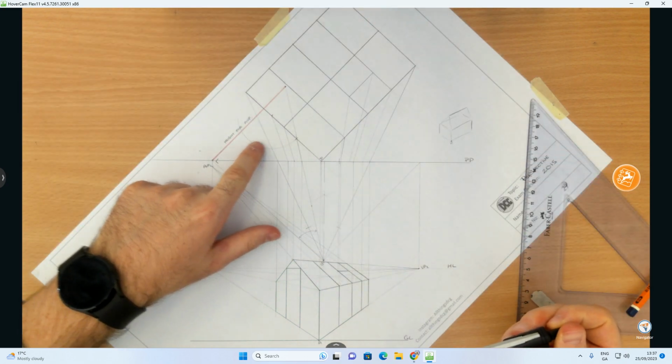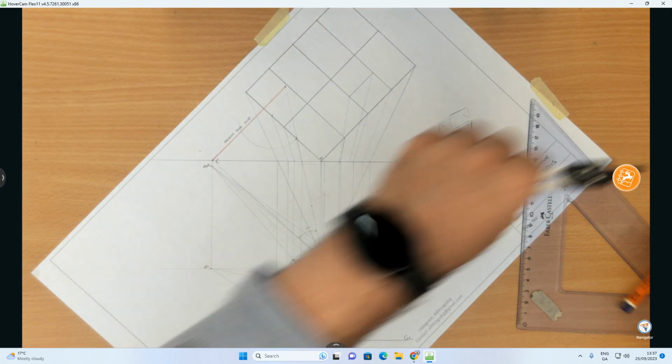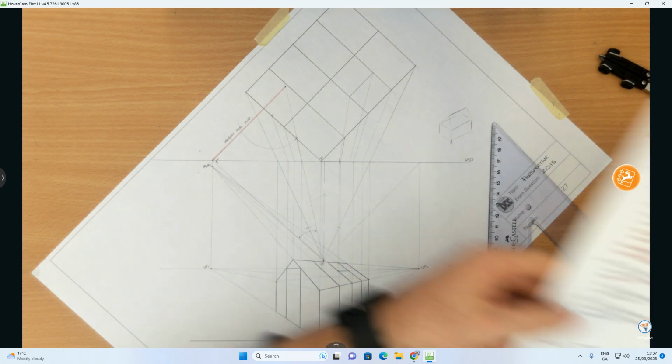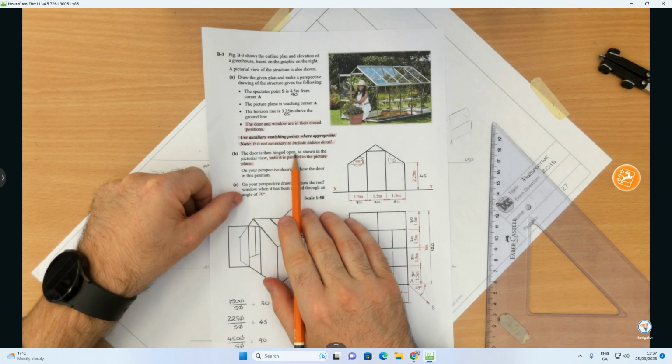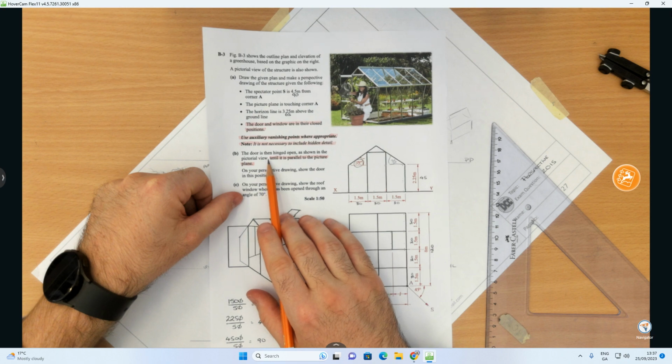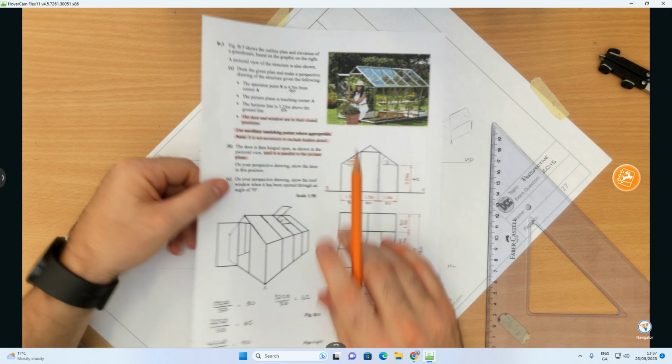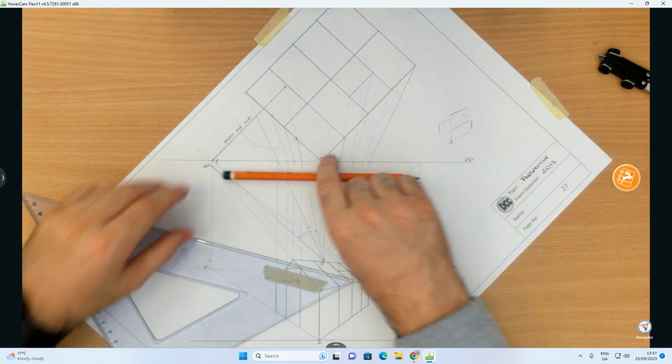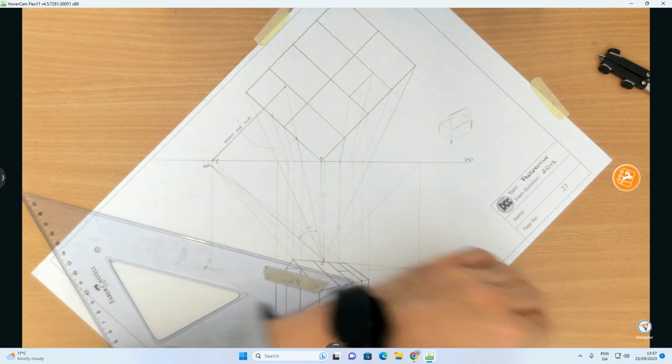Okay, and the door rotates somewhere along that arc there. Now, remember the information that we highlighted? The door is then hinged open as shown in the pictorial view until it is parallel to the picture plane. So, here's our picture plane. We essentially want to go parallel to that.